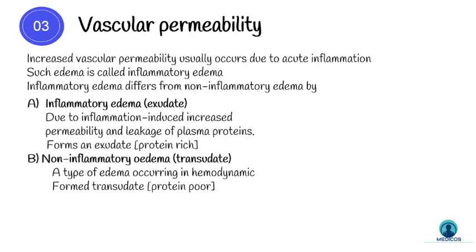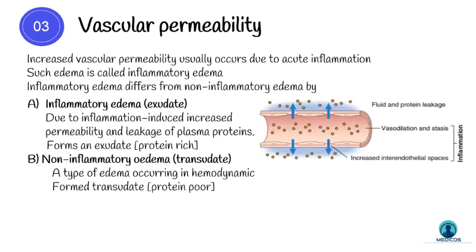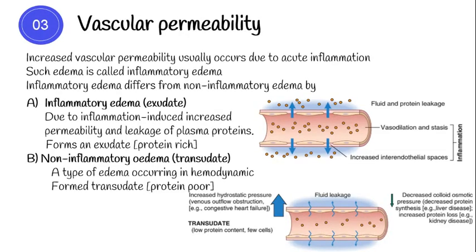And we differentiate inflammatory edema from non-inflammatory edema in that inflammatory edema occurs due to inflammation-induced increased permeability and leakage of plasma protein, so it will be a protein-rich exudate, while non-inflammatory edema occurs in hemodynamic derangements like increased plasma hydrostatic pressure, decreased plasma oncotic pressure, and so on.